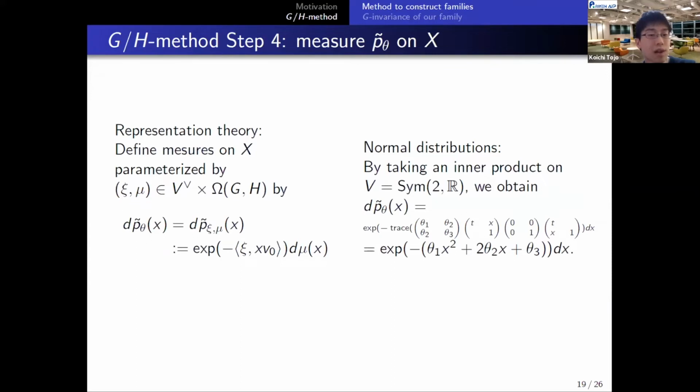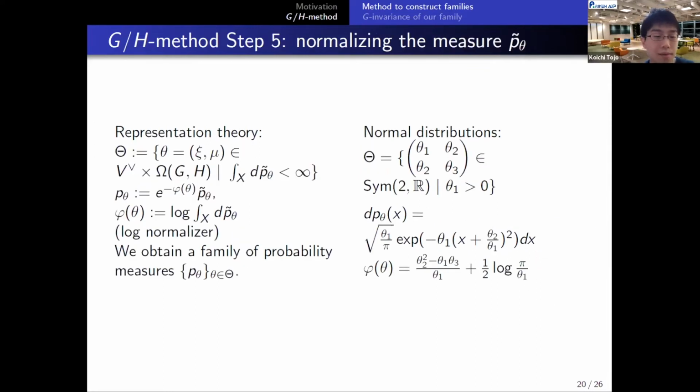In step 4, we construct measures on X with symmetry. More precisely, on the representation theory side, we define measures parameterized by the direct product of the dual of V, the vector space V, and omega GH as follows. Here, rho is abbreviated, and this is well defined because V0 is H-fixed. On the normal distribution side, by taking the natural inner product on V, we obtain measures parameterized by real numbers θ1, θ2, and θ3.